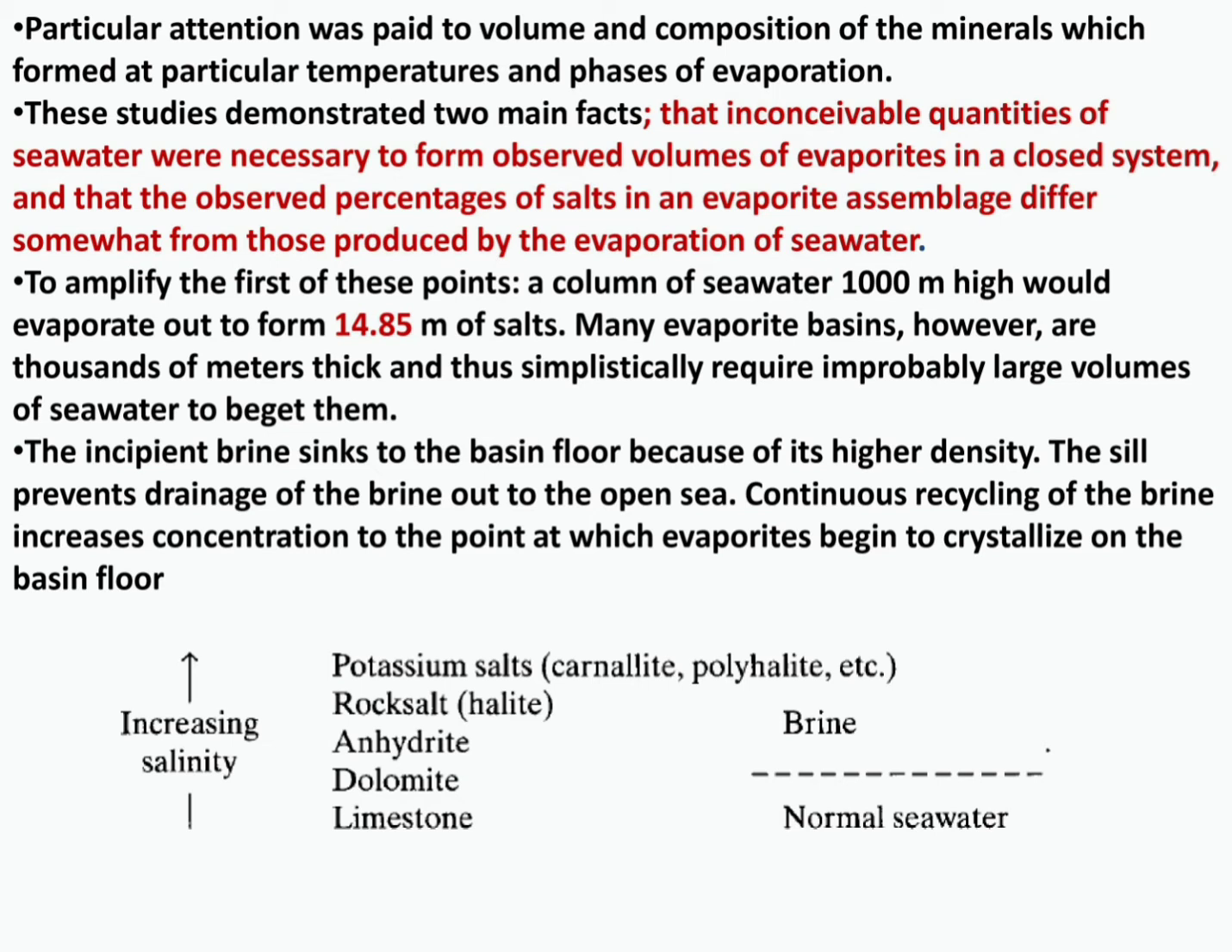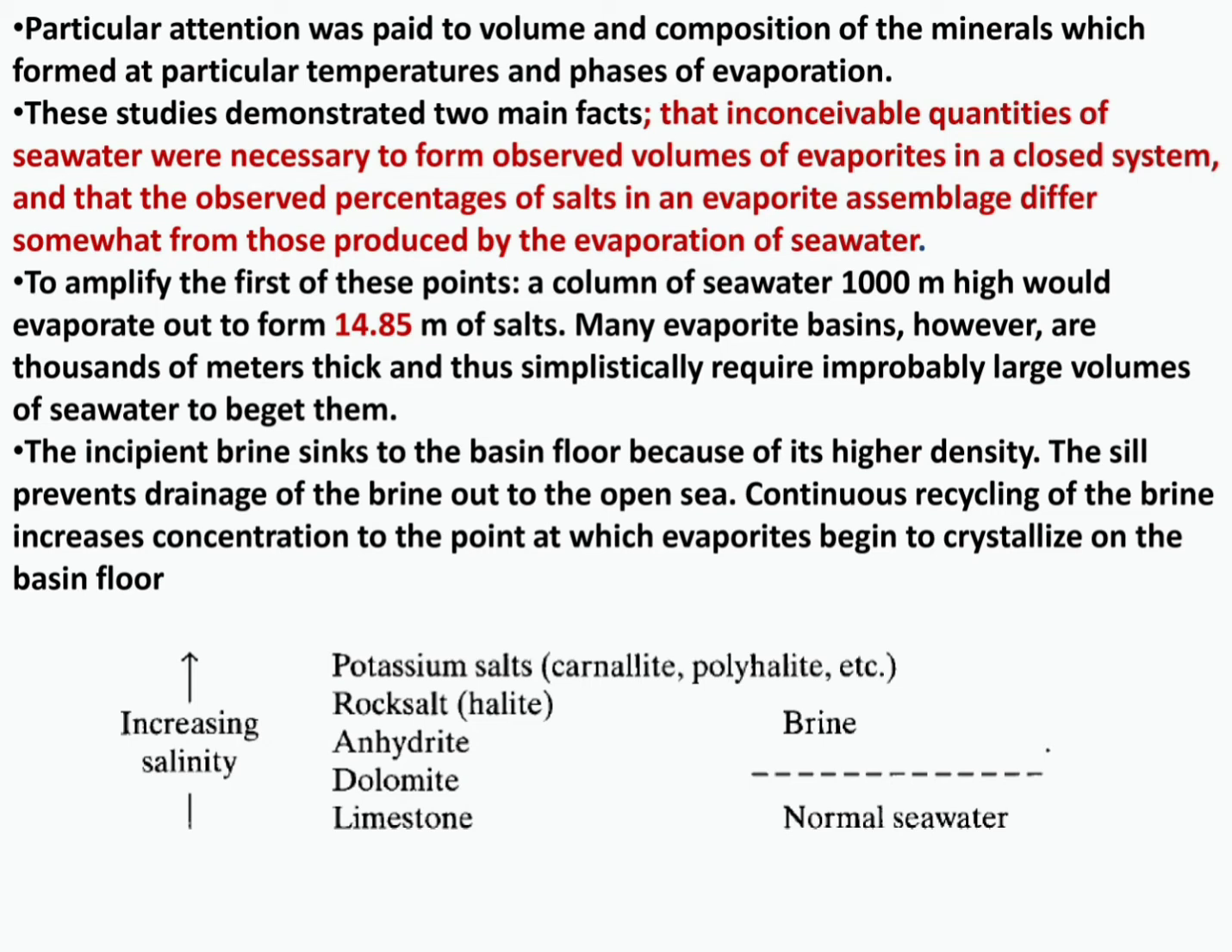Okay, to amplify the first of these points, meaning the unconceivable quantity of water: a column of seawater 1000 meters high, that means 1 kilometer high, would evaporate out to form 14.85 meters of salts. This means if you have a 1 kilometer thick column of water, you are going to get only 14.85 meters of salt from that.